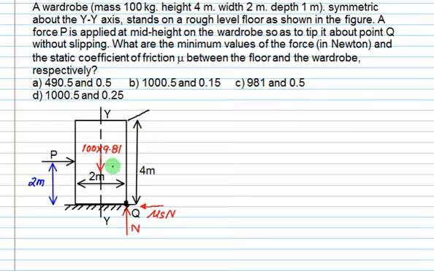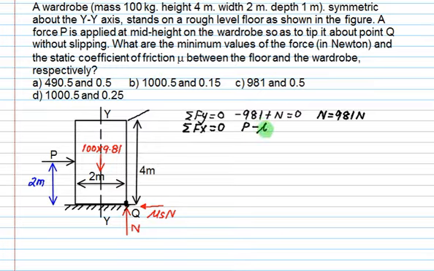So as far as this figure is concerned, you can apply sigma Fy. 981 is downward force, and the normal is upward. So normal will be equal to 981. And if you apply sigma Fx, then the P will be balanced by friction force. So the value of P will be, coefficient of static friction times normal, given as equation number 1.